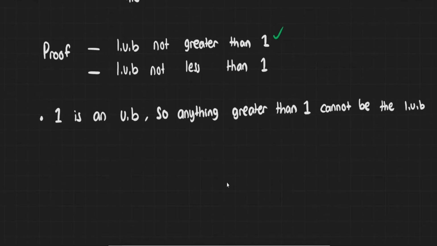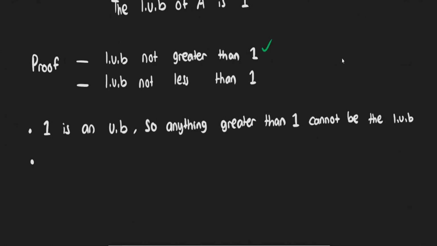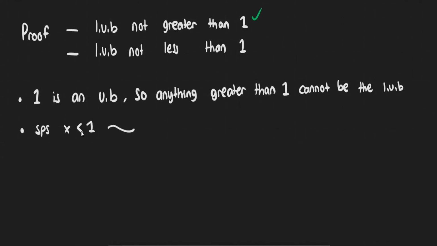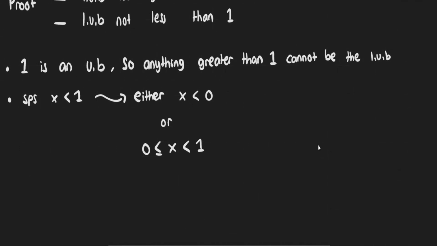The next point, however, is going to be slightly different than this over here, right? So suppose x is less than 1, right? That's just the assumption that we have over here. And we're going to show that this leads to a contradiction, right? But we're going to separate this further into two cases. So if x is less than 1, then either it is less than 0 or it is between 0 and 1. This is going to be a bit confusing, so I'll represent this graphically over here.